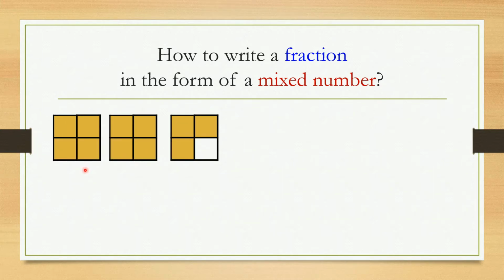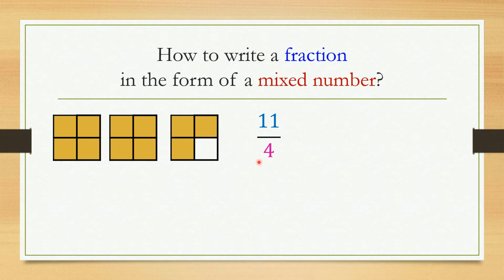Now let's observe the same figure that we used earlier. This figure represents what fraction? We said to find the fraction that represents any figure, the numerator is equal to the total number of colored parts, which here is 11, and the denominator is equal to the total number of parts in one unit only. So here we have 4 as denominator, and if we count the colored parts, it's 11. So this figure represents the fraction 11 over 4.